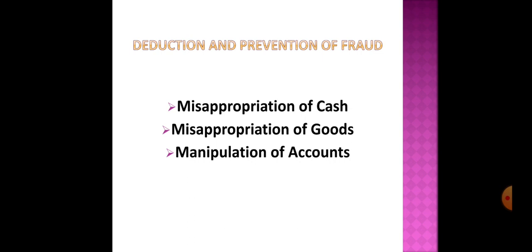Misappropriation of cash is one of the major frauds in any organization. It normally occurs in the cash department. This kind of fraud is committed either by showing more payments or fewer receipts. The cashier may show more expenses than what is actually incurred and misuse the extra cash. For example, showing wages to dummy workers. Cash can also be misappropriated by showing fewer receipts.